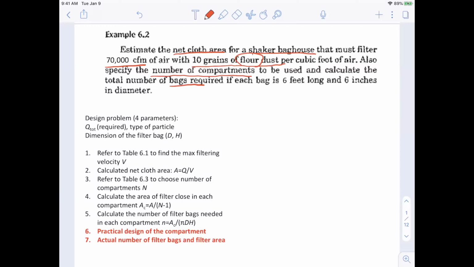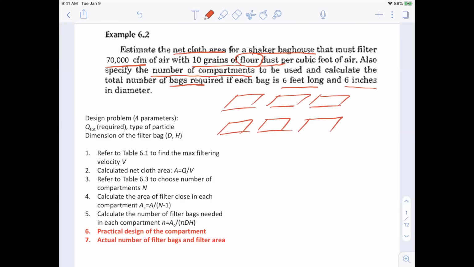We are provided with the geometry of each filter bag: the filter bag is 6 feet long and 6 inches in diameter. So what that means is that it wants us to design several compartments of the baghouse filter, and in each compartment, we need to come up with how many filter bags we need. This is what this question is asking us about.